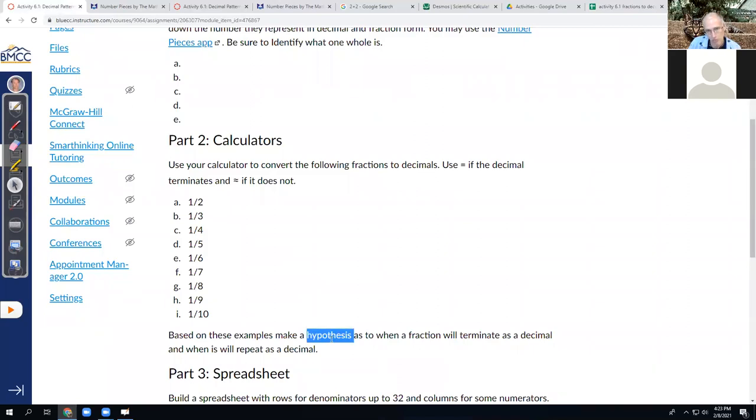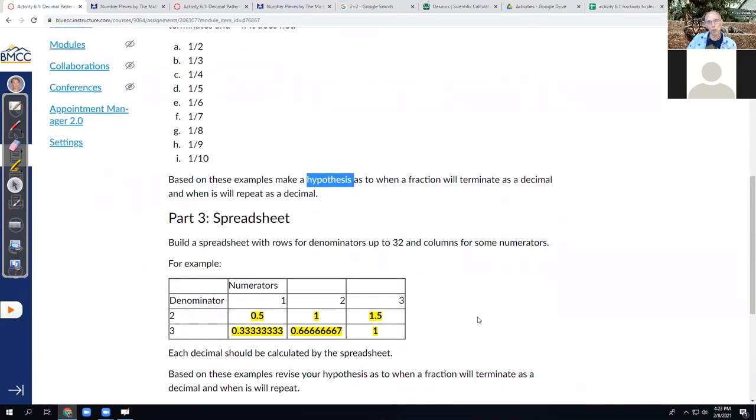Don't worry about being right. Just make a guess, right? Whenever I make a first guess at some pattern I've observed, I'm usually wrong the first time. And then I revise my guess. The point of the spreadsheet is to give us a ton more examples. And I want you to build a spreadsheet with denominators up to 32. I picked 32 for a special reason that hopefully we'll figure out the next time we meet.